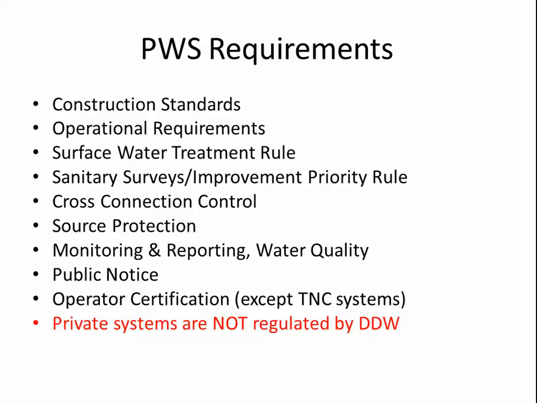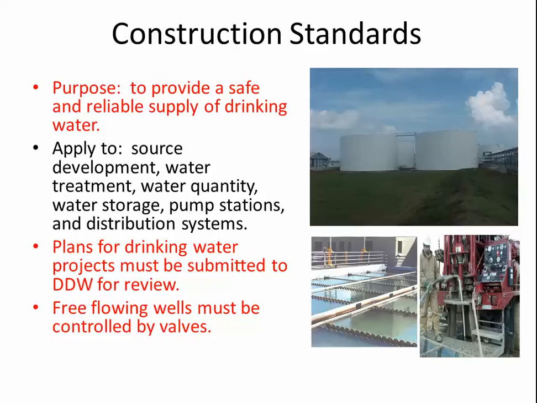One thing to keep in mind as we go through from here on out is that private systems are not regulated by the Division of Drinking Water. So if you do just have one small well for a resident, and this one connection has less than 25 people living there, that would be considered by our offices to be a private system, and they do not fall under our umbrella of regulation.